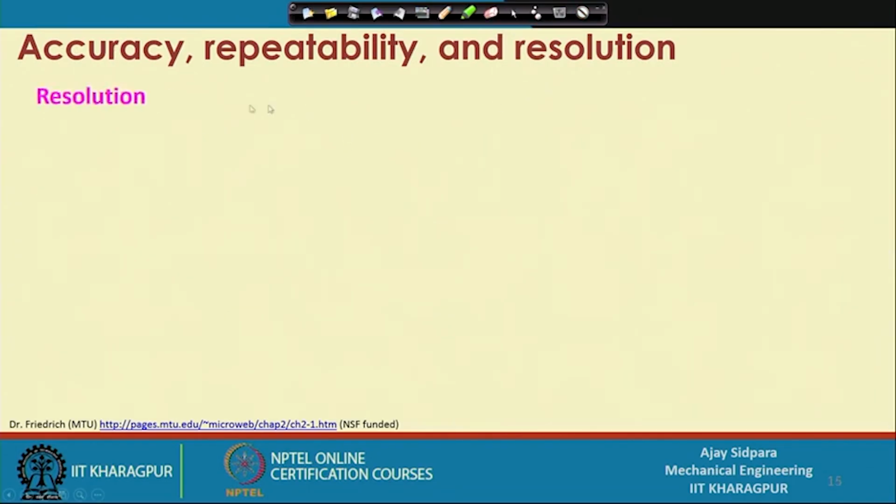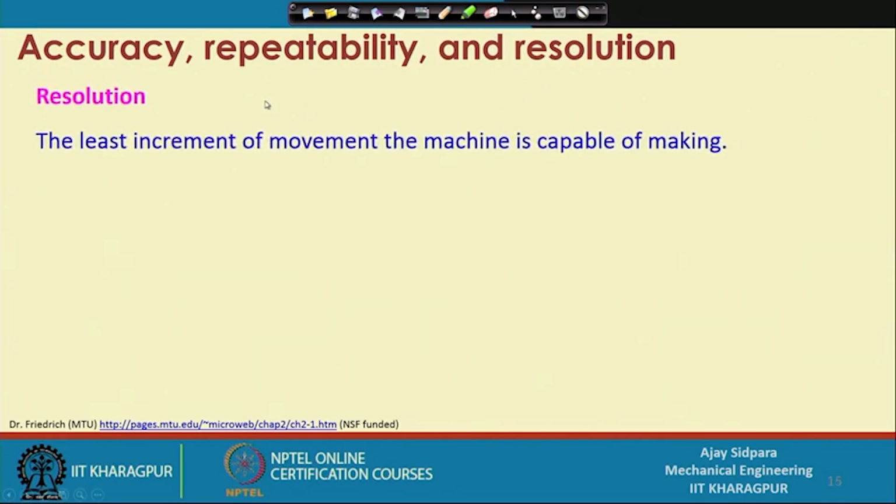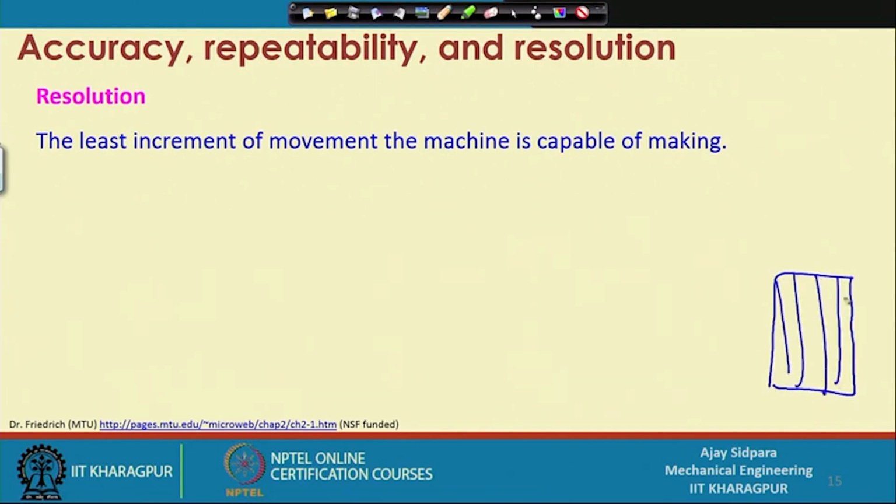So, let us go further. Now, it is the resolution. So, what is the resolution? Resolution is the least increment of movement the machine is capable of making. Now, we know that we have different mobile phones, where we have HD resolution and full HD resolution. At that time what we are doing is dividing the whole screen into small pixels. So, these are the pixels of the screen.